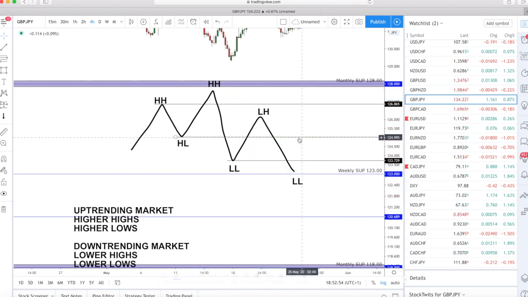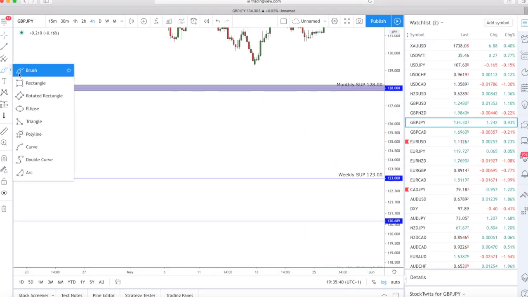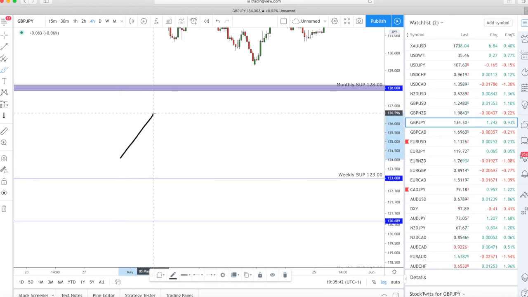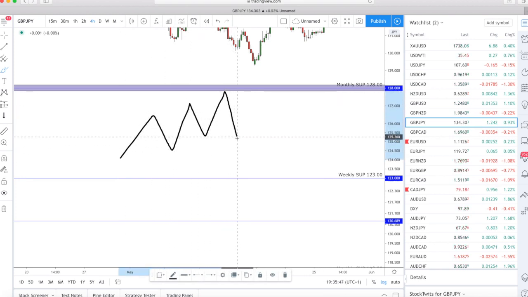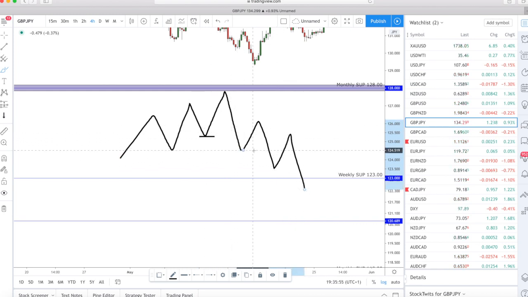So let's just get rid of this a second. So guys, I'm just going to quickly run over it again. Higher high, higher low, higher high, higher low, higher high, price then comes down, takes out this last higher low, makes a new lower low, lower high, lower low, lower high, lower low. So yeah guys, something like that.